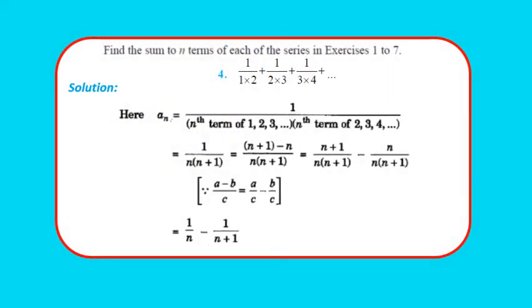Moving to question 4. Find the sum of 1 upon 1 into 2 plus 1 upon 2 into 3 plus 1 upon 3 into 4 plus and so on. So here an equals 1 upon the nth term of 1, 2, 3 and so on, multiplied by the nth term of 2, 3, 4 and so on. So we get 1 upon n into n plus 1, which is equal to n plus 1 minus n upon n into n plus 1. So on simplification, we get an equals 1 upon n minus 1 upon n plus 1.